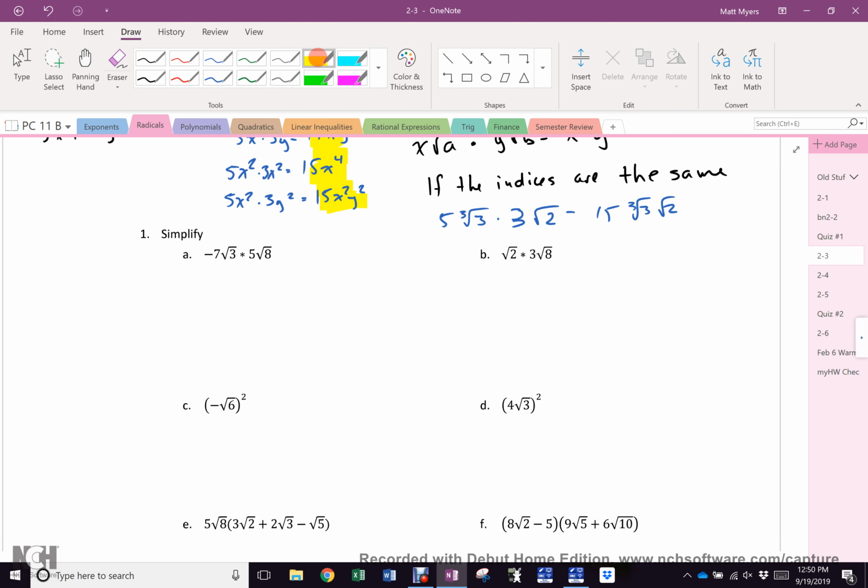All math rules still apply. So, what am I doing with -7 and 5? Multiplying them to get what? -35. What am I doing with 3 and 8? Multiplying them to get what? 24, right? And then what would I do with that? Simplify. 4 and 6. Bring out the 2. -70 root 6. Yeah? That's how I would do this.